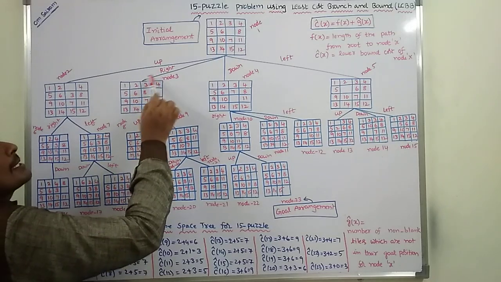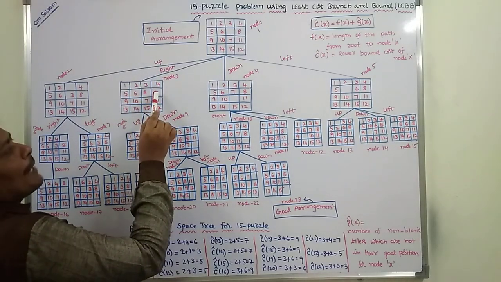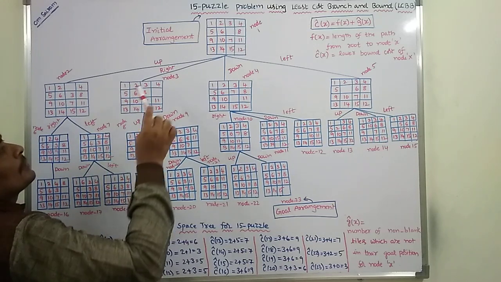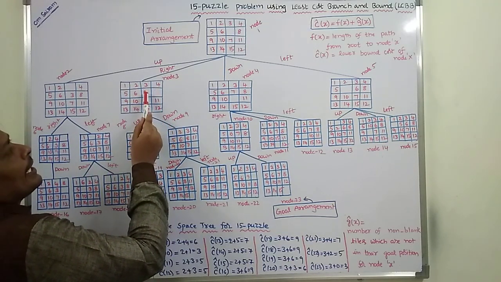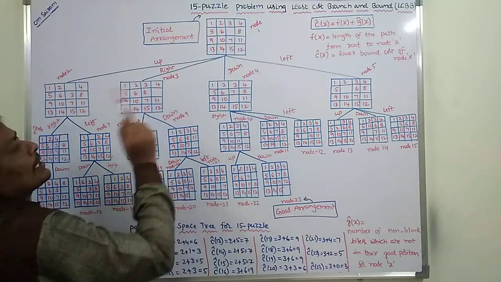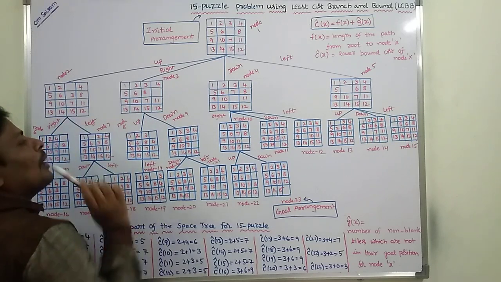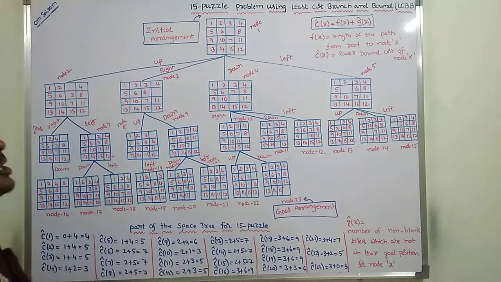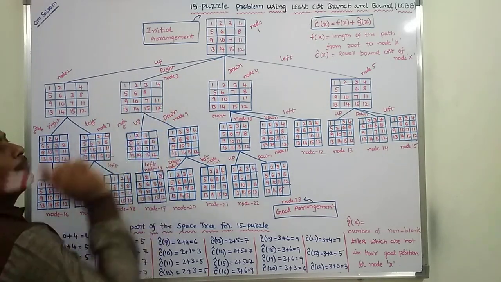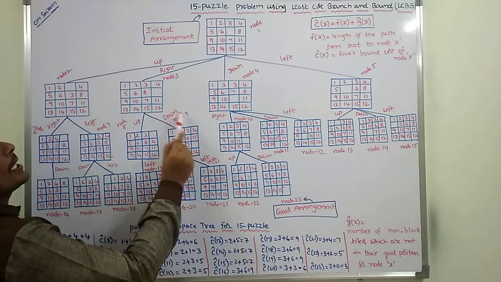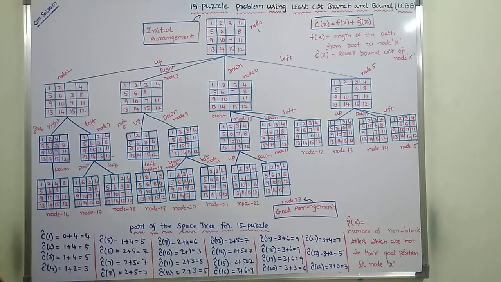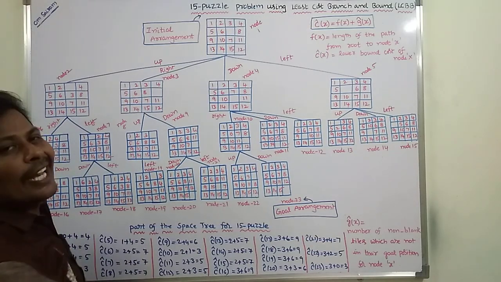Next, consider node 3. Here the empty tile can be moved up, left, or down. Moving the empty tile left gives the same node 1, so the left direction cannot be used. The empty tile cannot be moved to the right because there is no tile at the right-hand side. So only the up and down directions can be used.